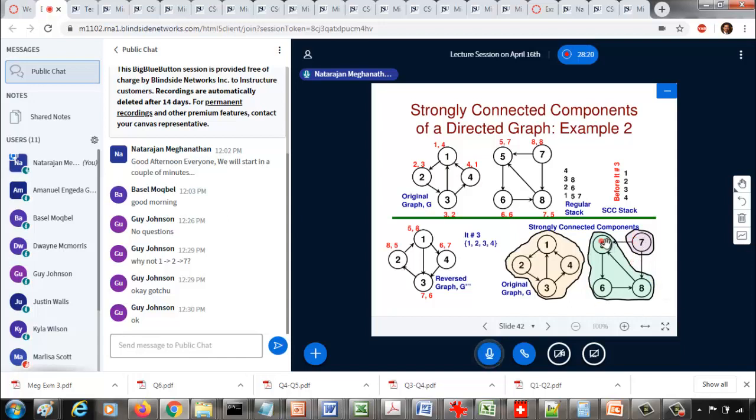So if I add 7 to this set, from 7 you can go to 5 and 8 as well as to 6, but I think from 5 you cannot go to 7. So that itself breaks the property. That means 7 cannot be part of this subset. So 5, 6 and 8, which are reachable to each other, form one strongly connected component, and 7 is on its own strongly connected component.